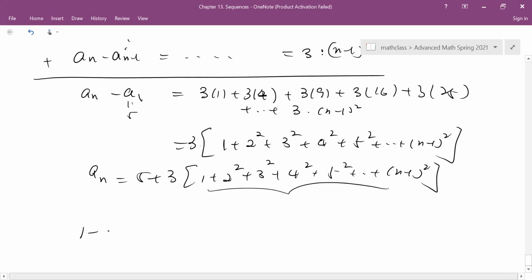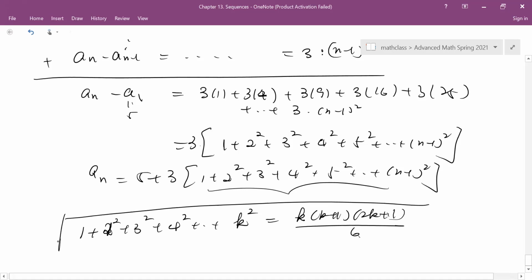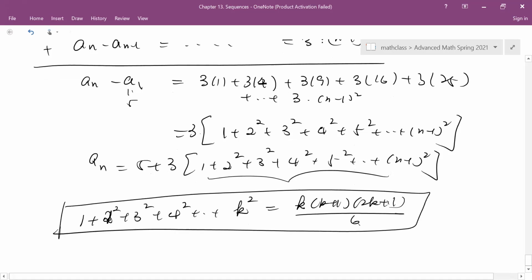Here's 1 plus 2 squared plus 3 squared plus 4 squared all the way to k squared. Okay, it is going to be k times (k plus 1) times (2k plus 1) divided by 6. So this is the formula, okay? And I'm not going to prove this here right now.